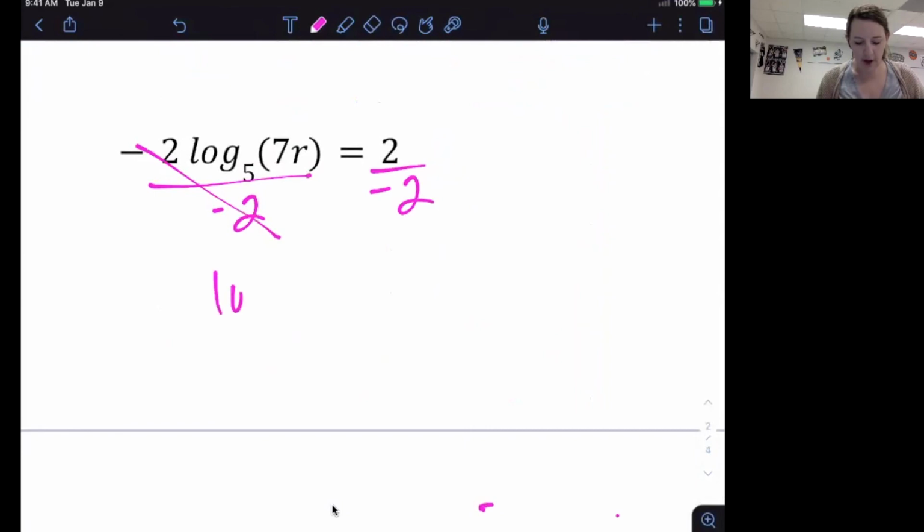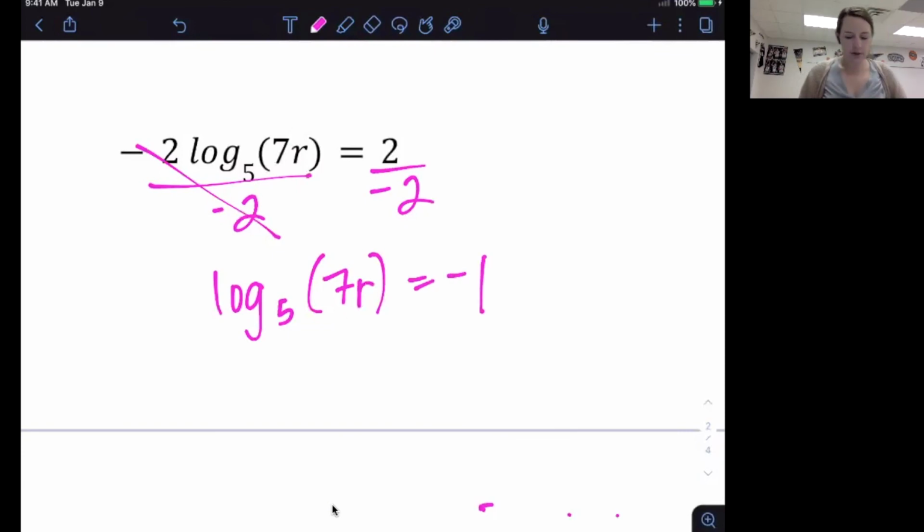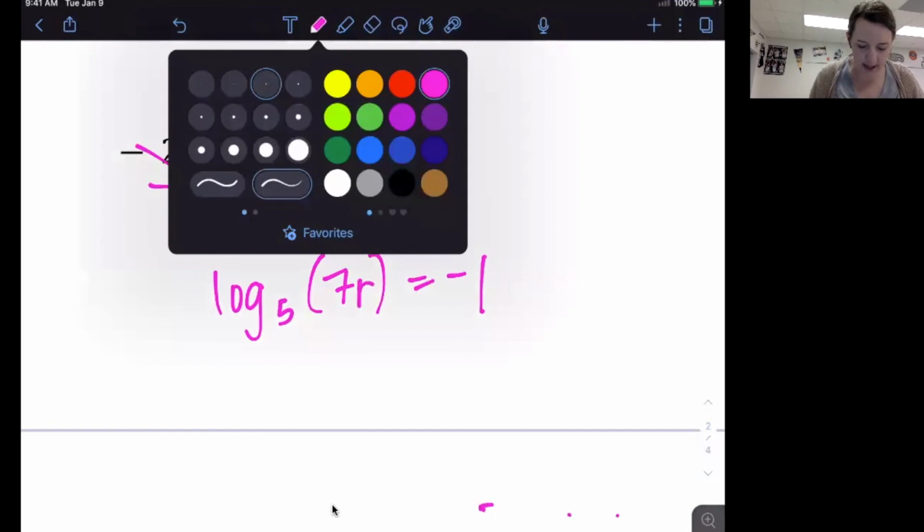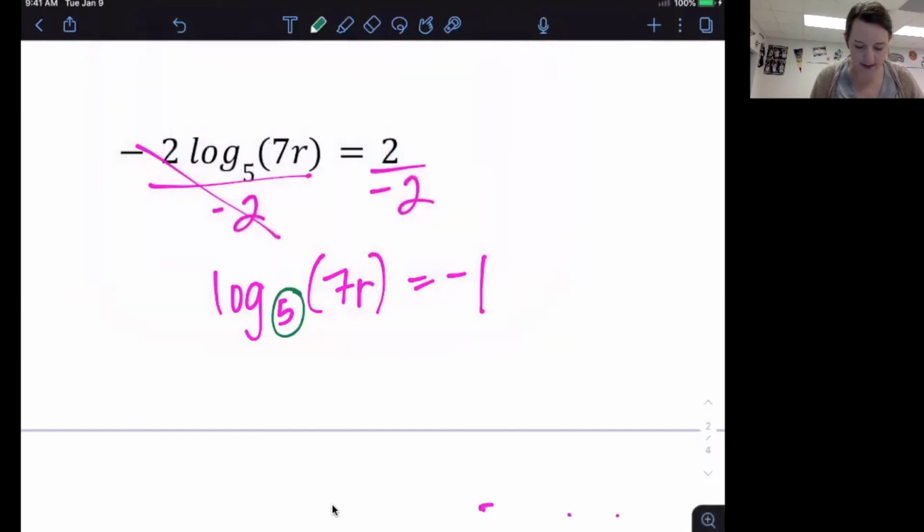So I have log base 5 of 7r equals negative 1. So here I'm going to say, start with my base, 5 to the negative 1 power equals 7r. And then I'm going to divide by 7.